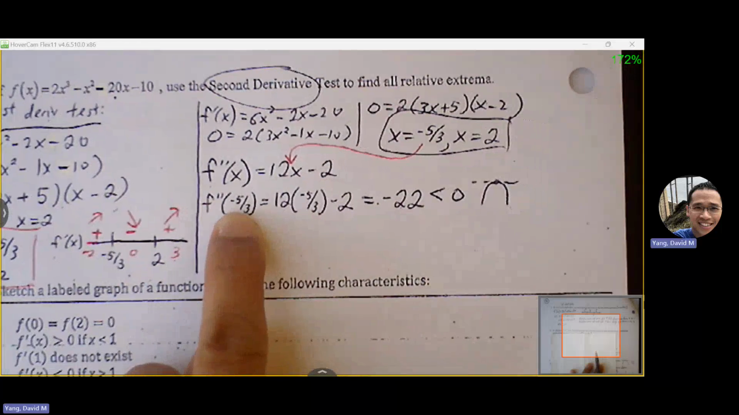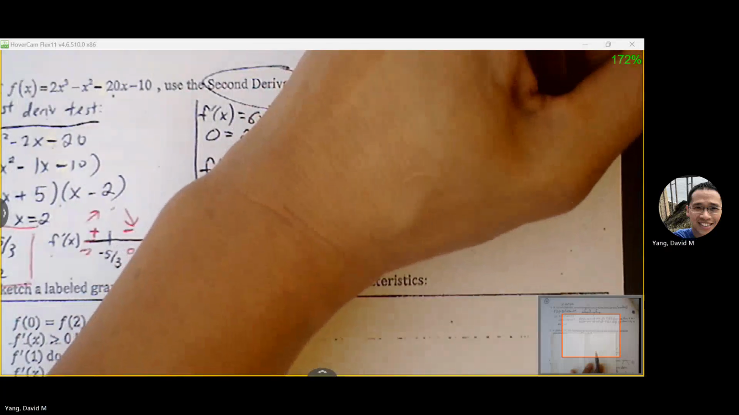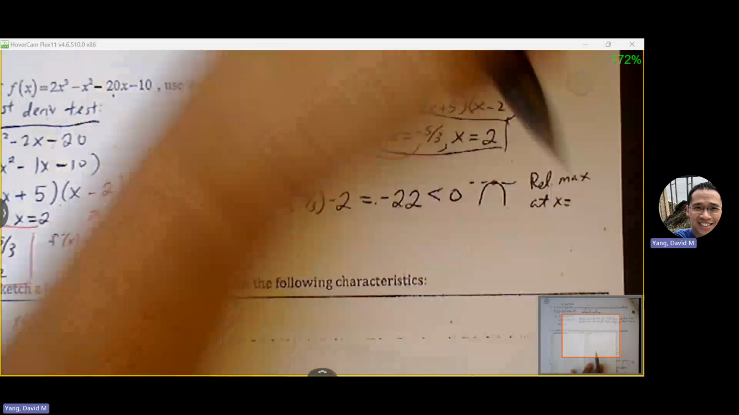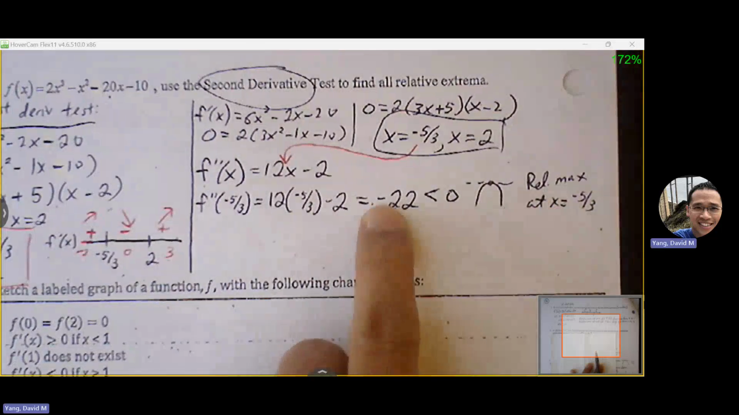That there is a what? Relative max. So we say relative max at x equals -5/3. I see some students want to say that relative max is -22. Again, you just have to realize that number is hard to visualize. It is just a concavity value.